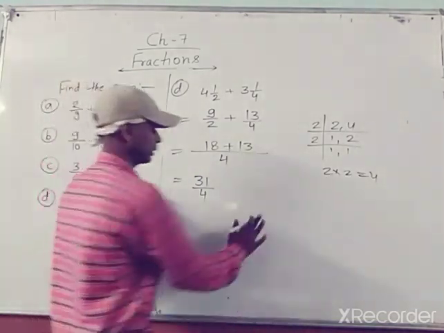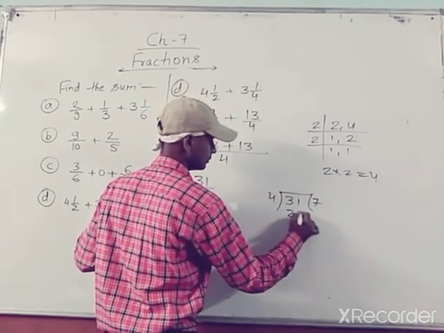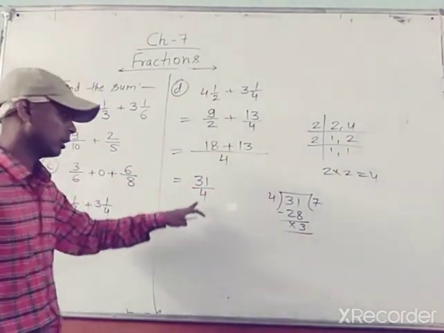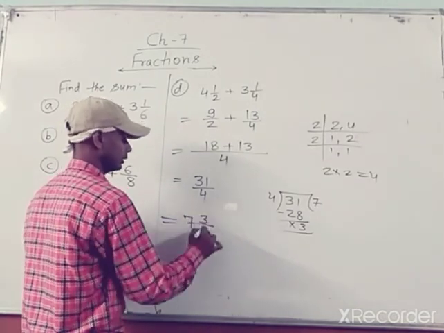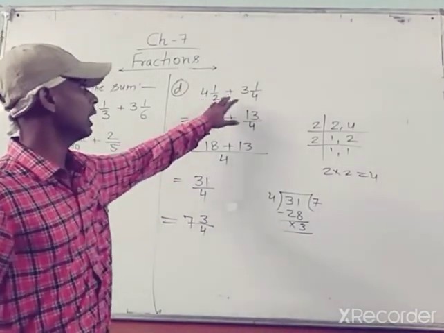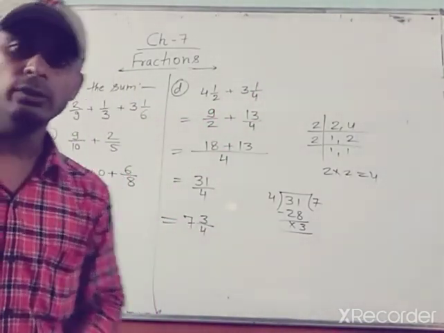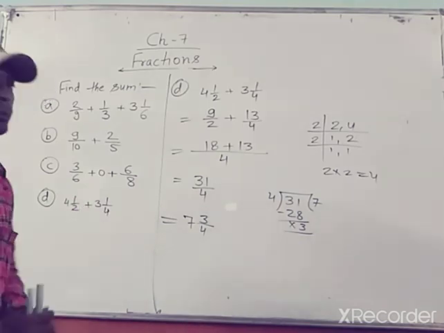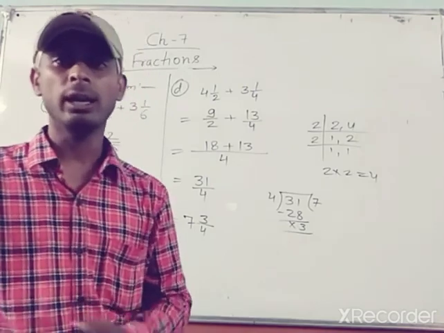Okay. Now convert into mixed. 31 by 4. 4 sevens are 28. You have 3 as remainder. So again write the quotient as whole number, remainder as numerator, and denominator is 4. So the sum of 4 and 1/2 plus 3 and 1/4 is 7 3 by 4. In this way you can add two or three different types of fractions in which you have different terms, like or unlike. Okay, thank you.